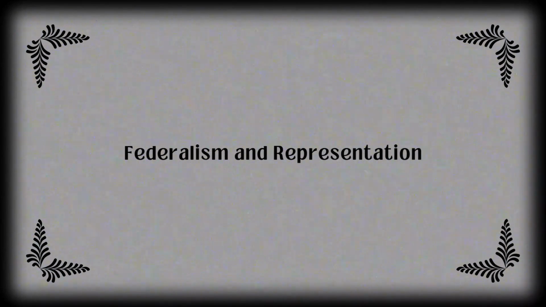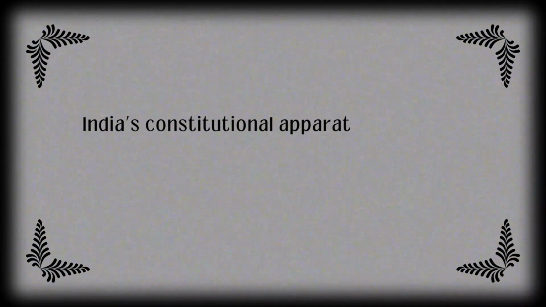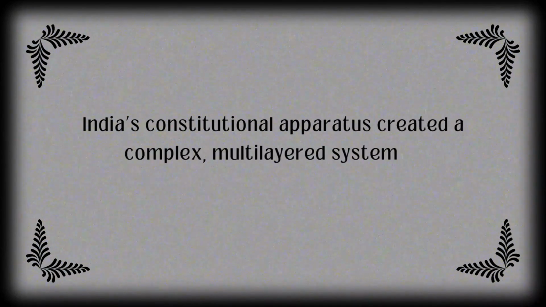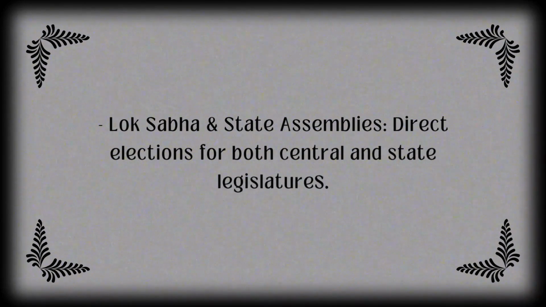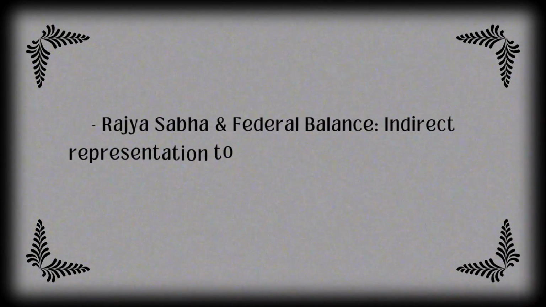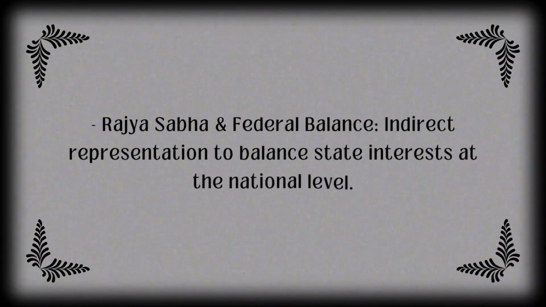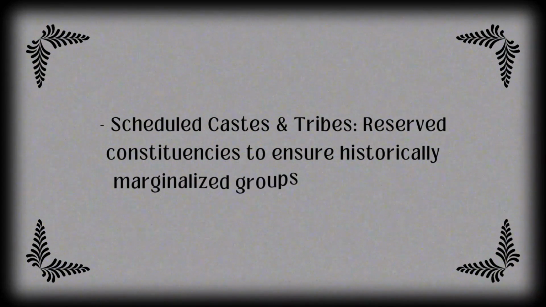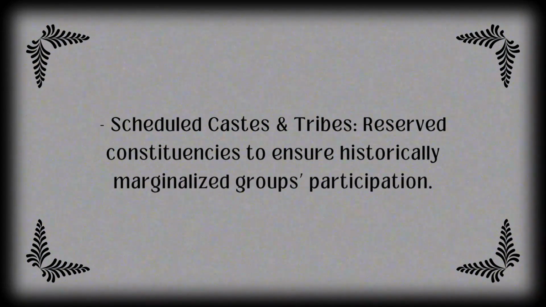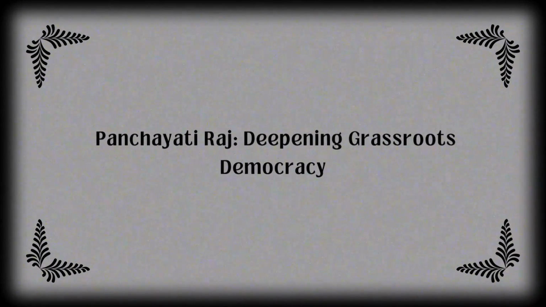Federalism and representation. India's constitutional apparatus created a complex, multi-layered system of representation. Lok Sabha and state assemblies: direct elections for both central and state legislatures. Rajya Sabha and federal balance: indirect representation to balance state interests at the national level. Scheduled castes and tribes: reserved constituencies to ensure historically marginalized groups' participation. Panchayati Raj. Deepening grassroots democracy.